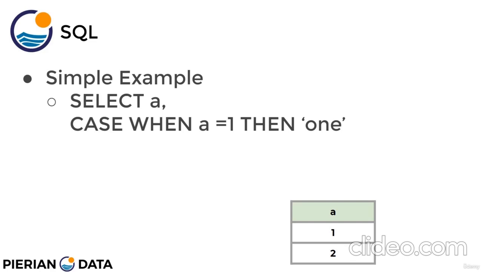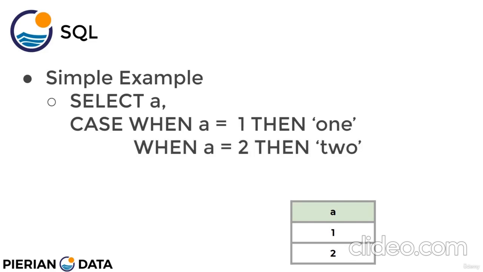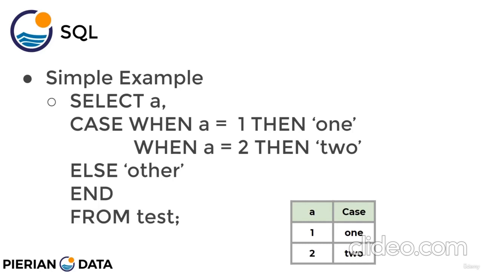And let's check for other cases or conditions. When A is equal to 2, then return the result string 2. Else, if it's not 1 or if it's not 2, return other. And then I say end, and then from whatever table I want.